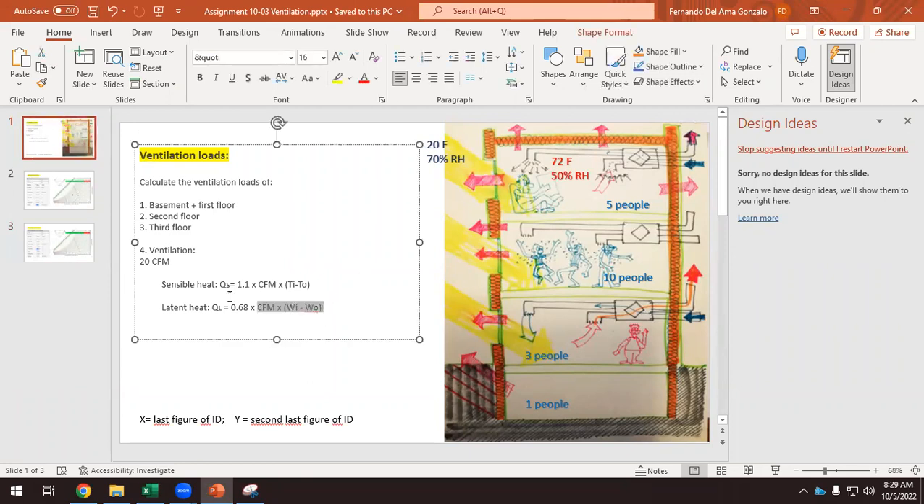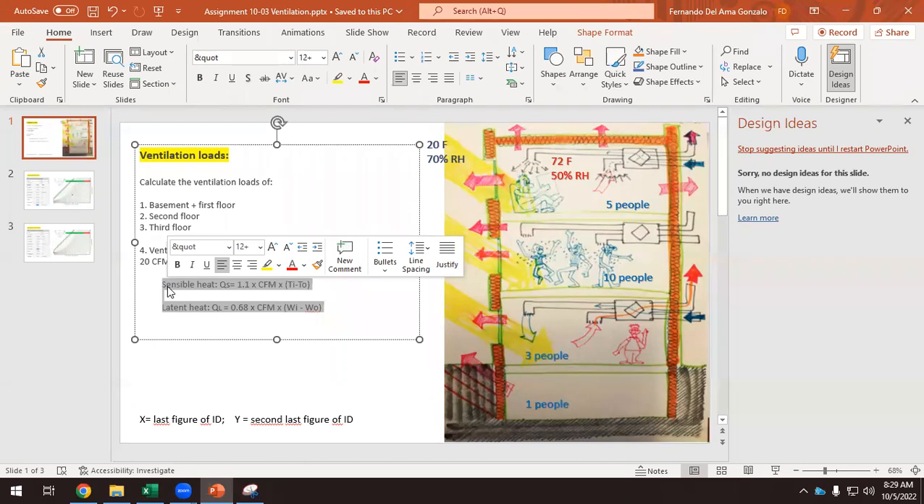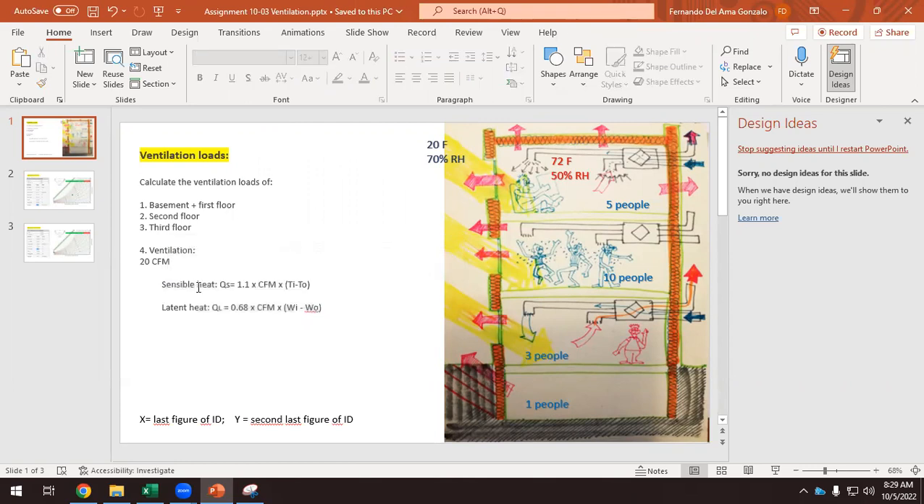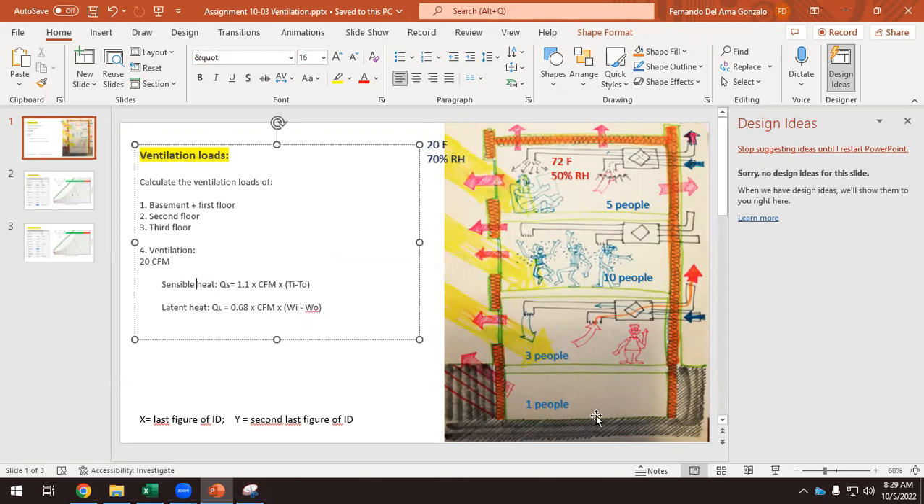So we have ventilation loads, and we are going to do this to check if we can calculate this with a sensible and latent heat. This is the official way that comes from ASHRAE. Okay, so we want to make sure that we are doing it correctly. We have to calculate this formula, but we will try to calculate also the same thing using the enthalpy to see if the results are the same. They should be the same. But that's the official formulas that we have to calculate. And we have to do this on the basement, on the first floor, and the second floor.